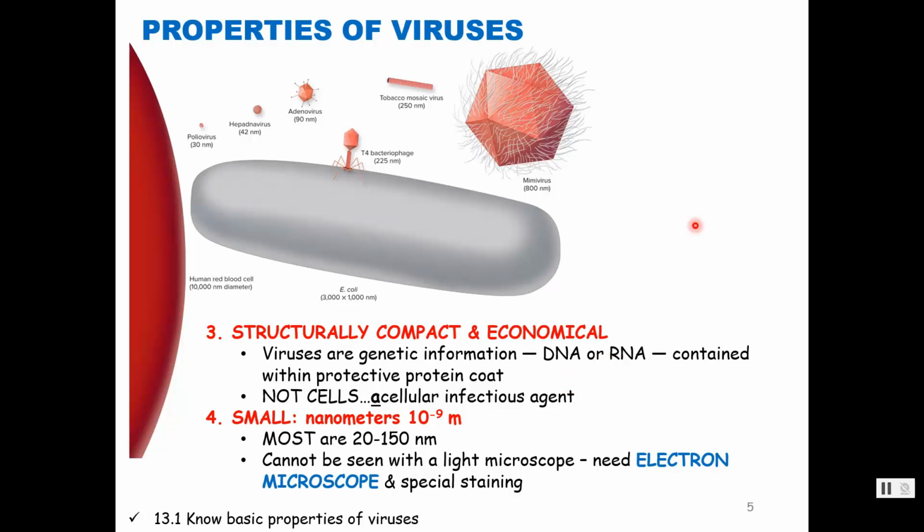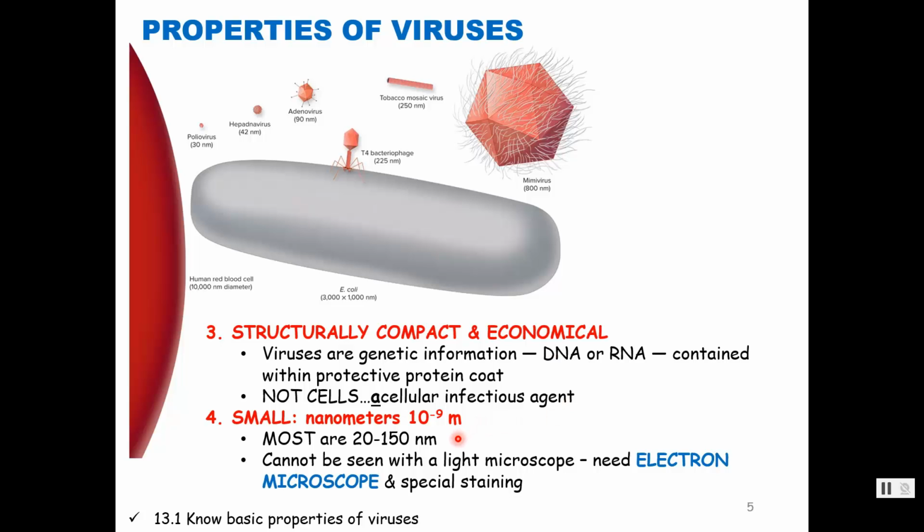They are also, if you look at this picture up here, this is showing you an E. coli, and this is showing you a human red blood cell. And then they're showing you the size of the viruses in comparison. So viruses are going to be measured on the nanometer scale. We looked at bacteria in the lab, and they're measured on the micrometer scale. And so most of the viruses are going to fall between 20 and 150 nanometers.